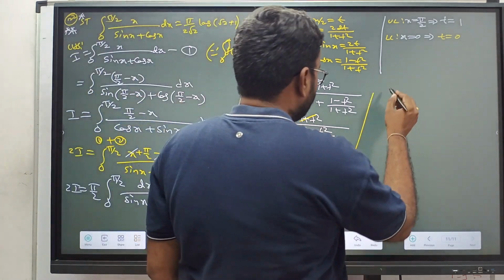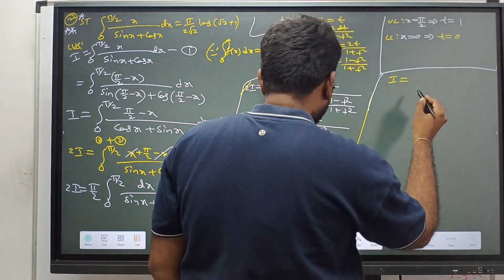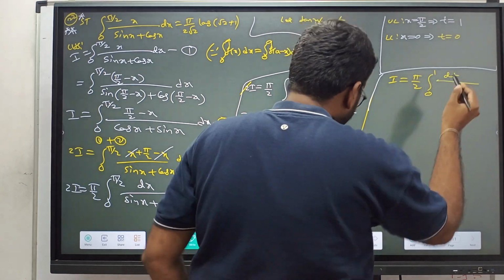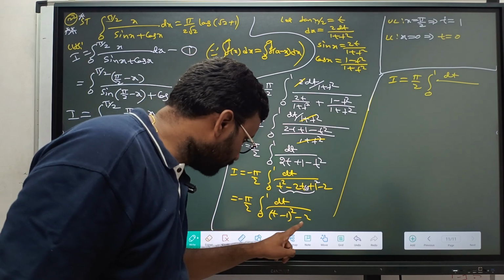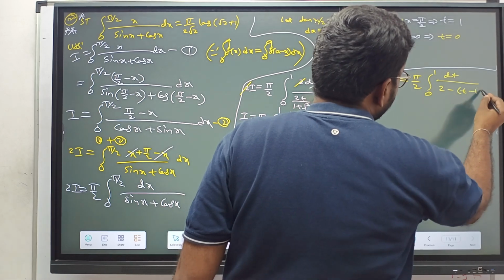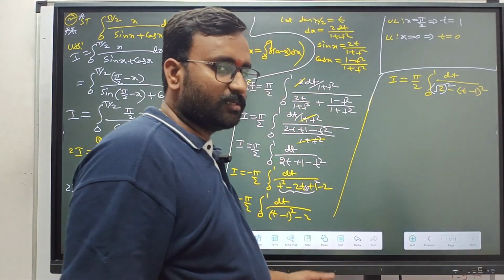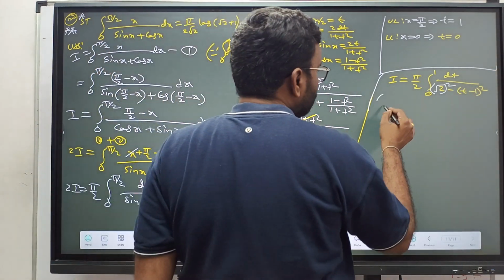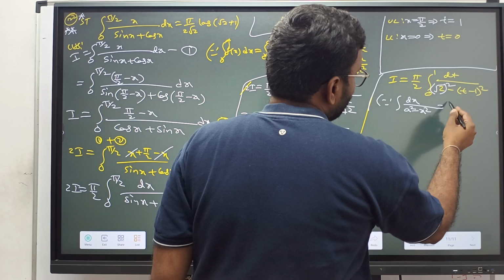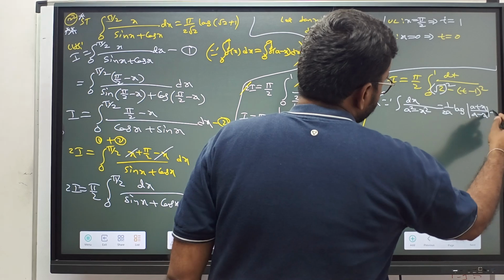Then what you get is, I is equal to pi by 2 integral 0 to 1, not changing dt, by, if you apply minus, this will be negative, this will be positive. So I am writing first 2 minus t minus 1 whole square. This 2 also I am writing as root 2 whole square. Can I write? Since we need to convert into a formula. What is the formula now? Integral dx by a square minus x square is equal to 1 by 2a log mod a plus x by a minus x plus c.